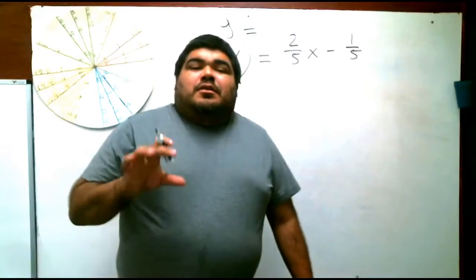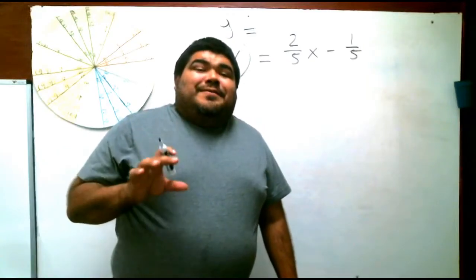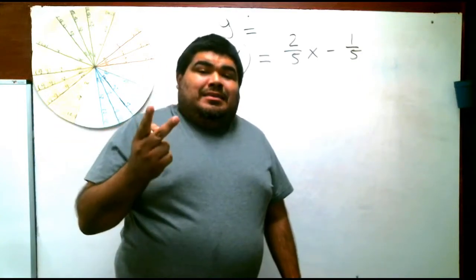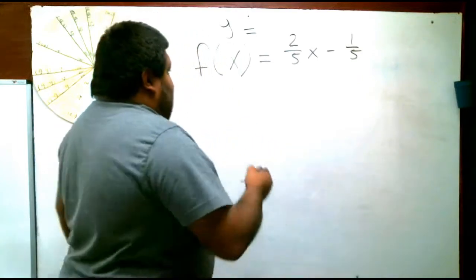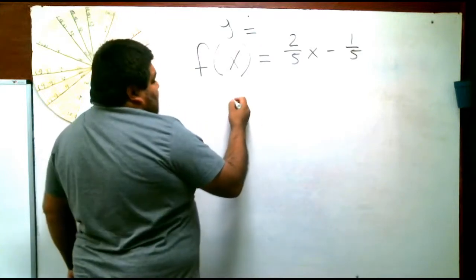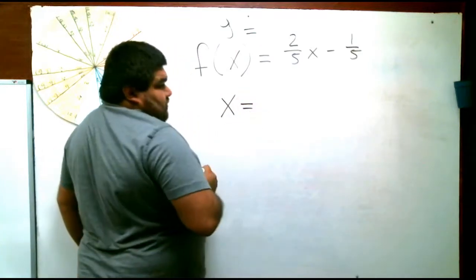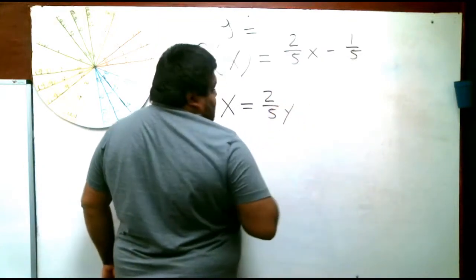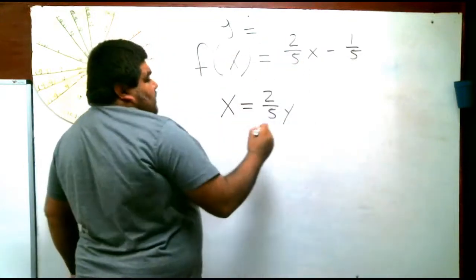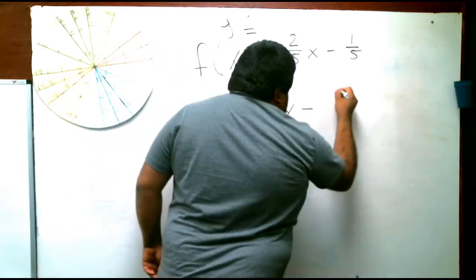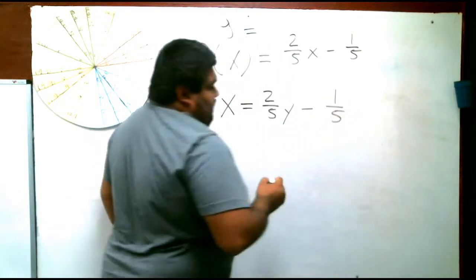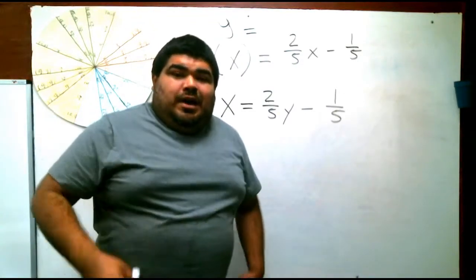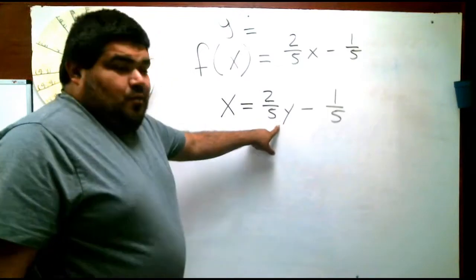To find the inverse of this equation, all we have to do is flip the y and the x. So instead of saying y equals, we're gonna say x equals 2/5 y instead of x, because remember we flipped them, minus 1/5. Okay, so the goal here is to solve for y.